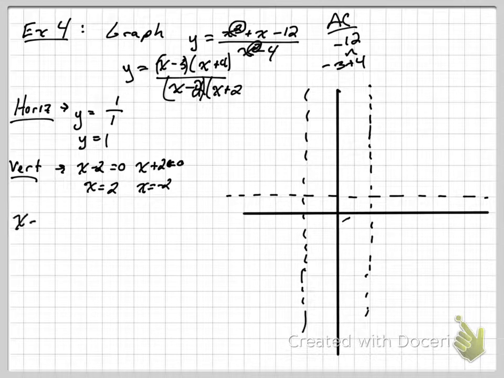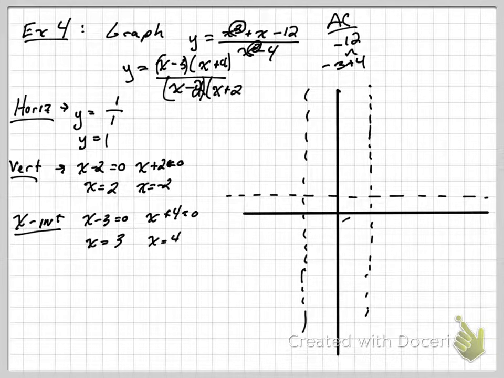Let's find our x-intercepts first. Remember, that's where the numerator equals 0, so x minus 3 equals 0, and x plus 4 equals 0. So I get x-intercepts at x equals 3, and x equals, sorry, negative 4. So where's 3 at? Right there. Where's negative 4 at? 1, 2, 3, 4.